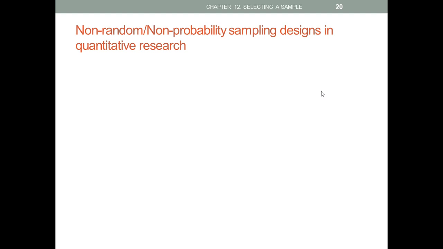So we shall continue to chapter 12 on selecting a sample, and this is video perhaps 8. We are about to finish the whole chapter on sampling. Previously, we talked about 3 types of random or probability sampling designs, including simple random sampling, stratified random sampling, and cluster sampling. That's what the researcher wants. They want to employ probability sampling design if and when possible.